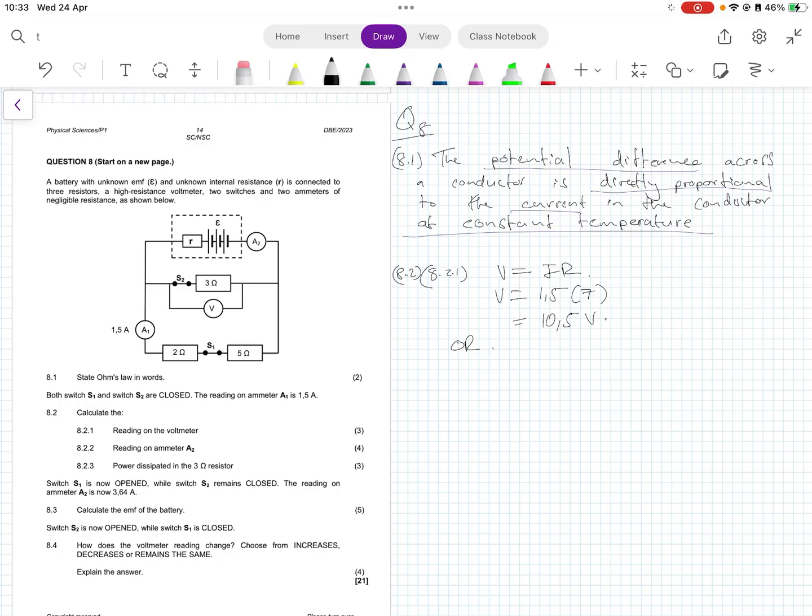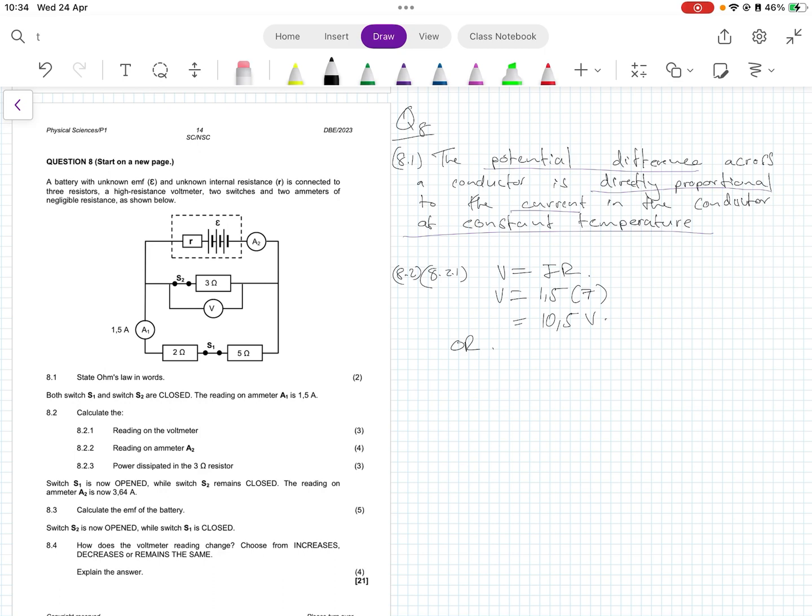Or a different way you could use this is you could use just one of these resistors. You could use either one of these resistors to calculate the potential difference across each resistor, okay? Because this is connected in series to both these resistances, okay? So if we take the potential difference across each resistor and add up the potential difference found for each resistor, we can then find the total potential difference.